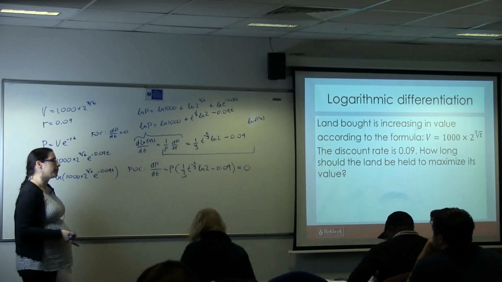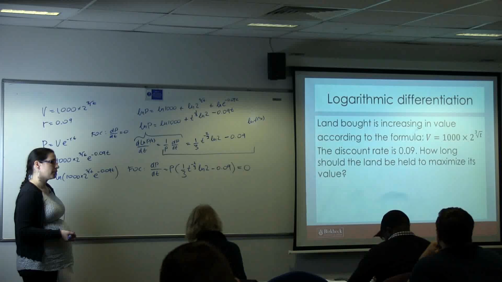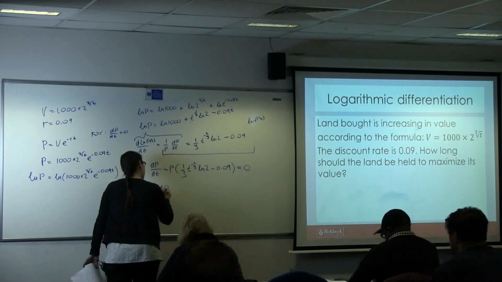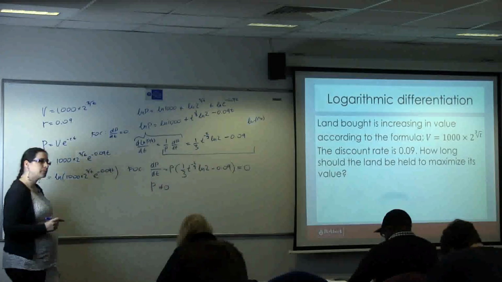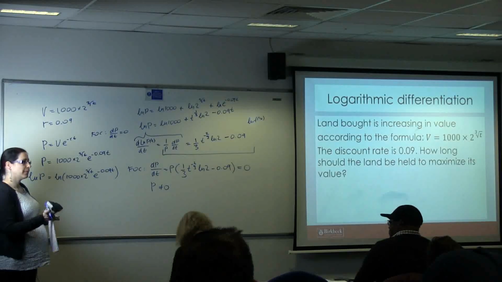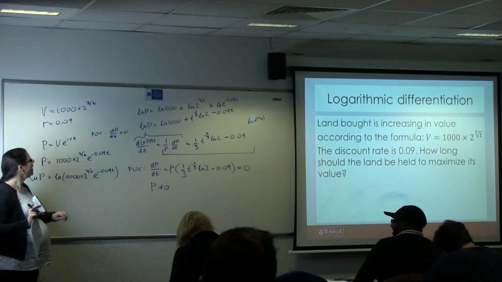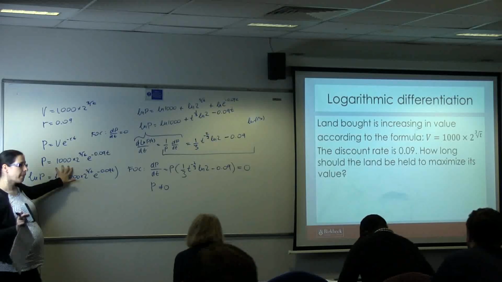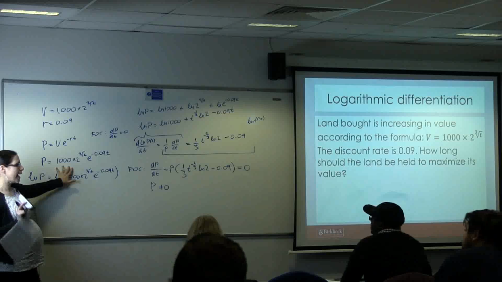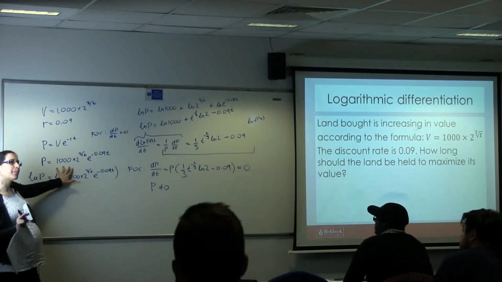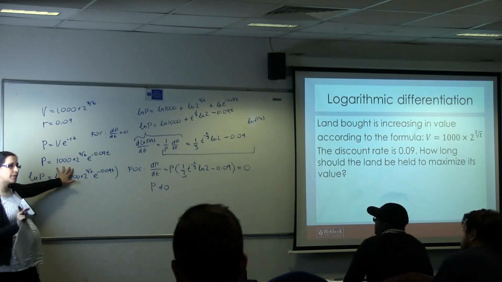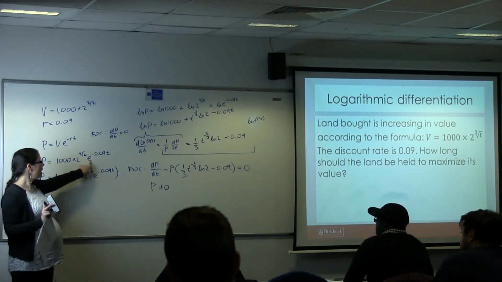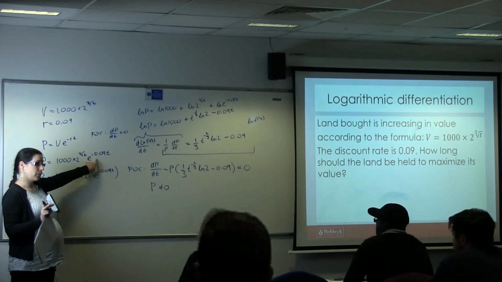Can p be 0? Why can I say always with confidence that p is not zero? If I come back to the original function, what is the smallest value of t that I can ever get? t is time. Zero. What is the smallest value of time that I can ever get? Zero. 2 to the power of 0 is 1. e to the power of 0 is 1. So it's never going to be 0.